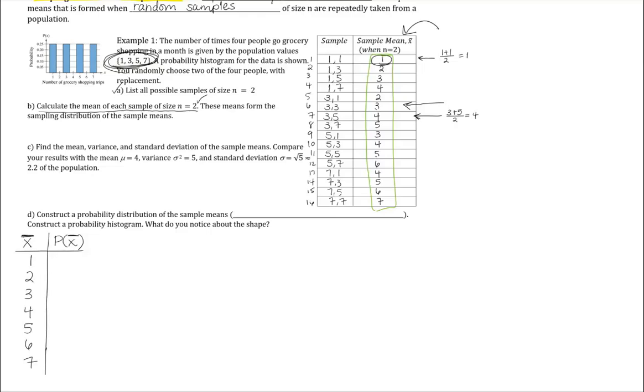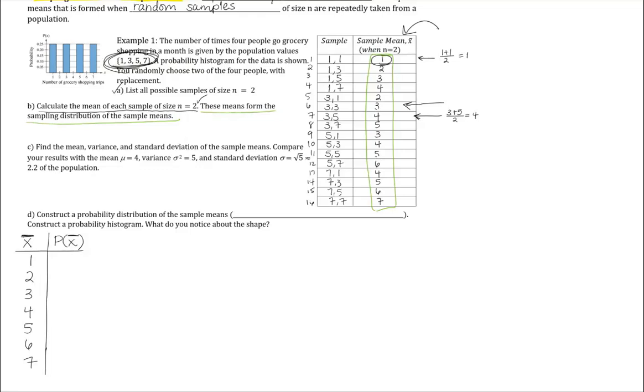So we're going to be working on eventually filling out this probability distribution for, well, what's the probability that the average number of times 2 people went to the grocery store was a certain number, and so on. That's what this means when it says these means form the sampling distribution of the sample means. These averages form the sampling distribution. We haven't filled out the probabilities yet. We haven't talked about that, but that's just completing part B.